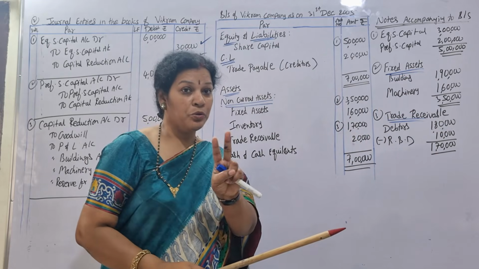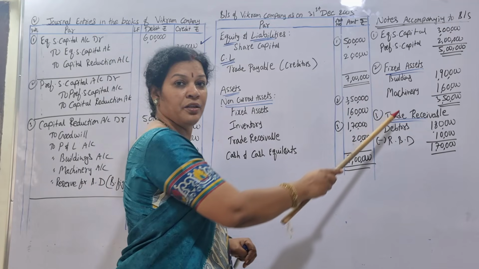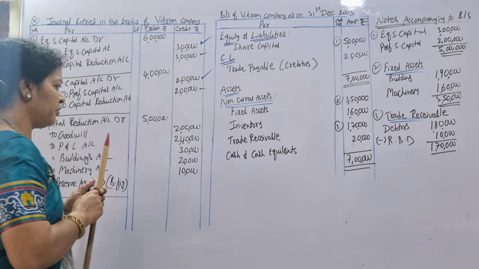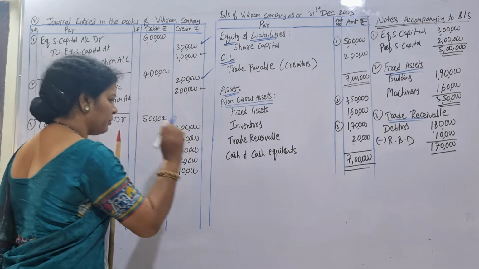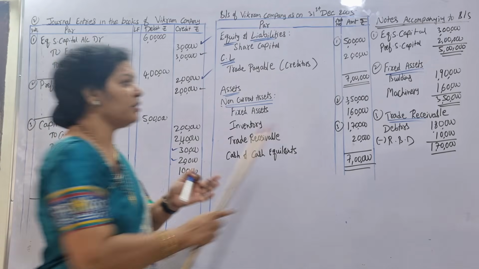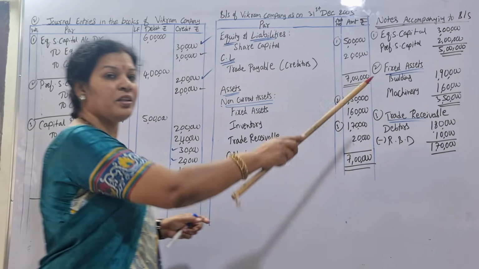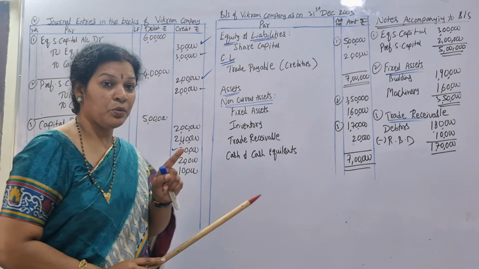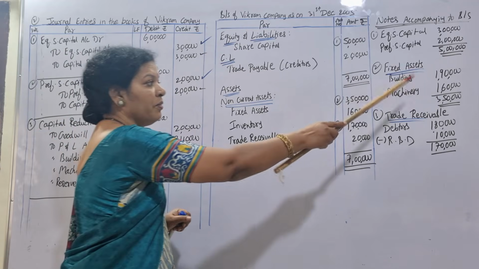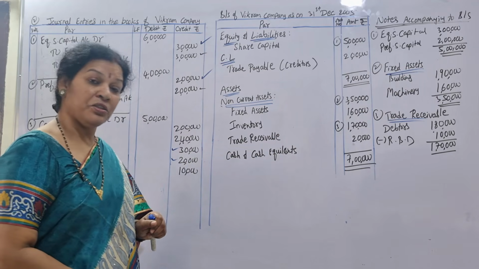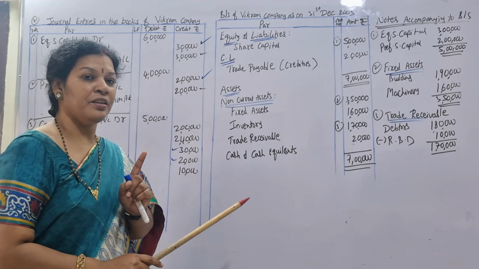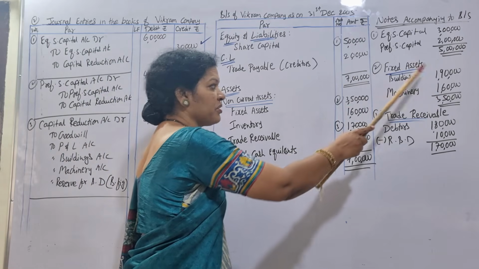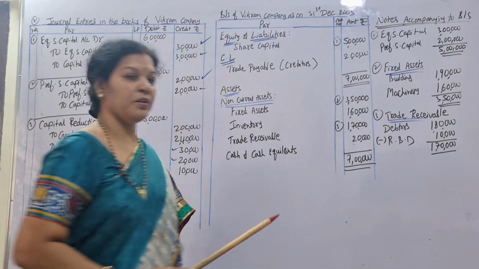Fixed assets we have only two, building and machinery. So building value and machinery value, these two we have deducted. After deduction, building value is this much. It was earlier 2 lakh 20 minus 30, it comes to 1 lakh 90. In the same way, machinery was 1 lakh 80, reduction 20, so it comes to 1 lakh 60. This total we have written here.